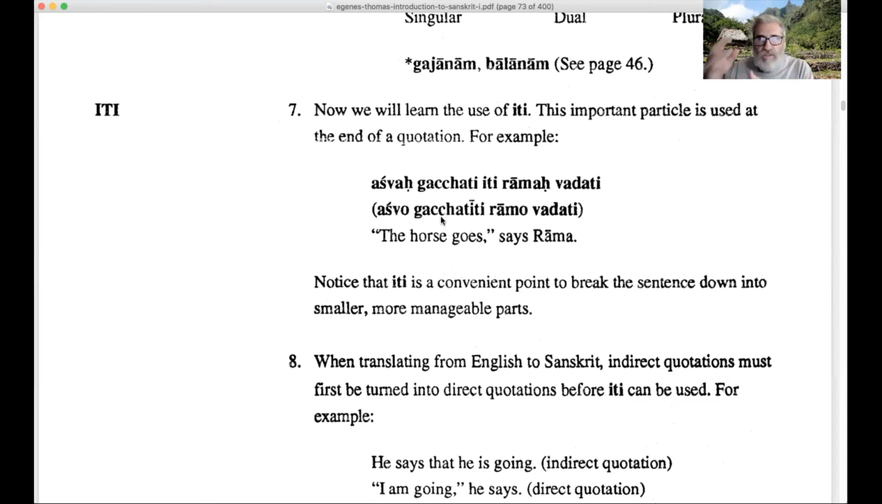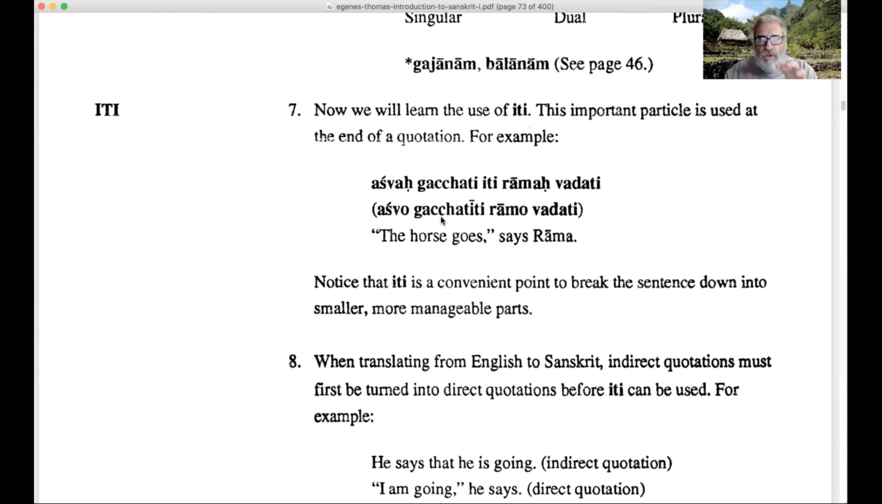Now, we can add all sorts of things to that sentence. We can make it, Rama speaks to Sita about Lakshman. We can make that whole sentence. Then we can say, what does Rama speak? And the direct quote, Rama can say, the deer goes or the horse goes, as we have here, or in the Ramayana, the deer goes. So Rama says to Sita about Lakshman, he is to protect you. So we separate those two things.